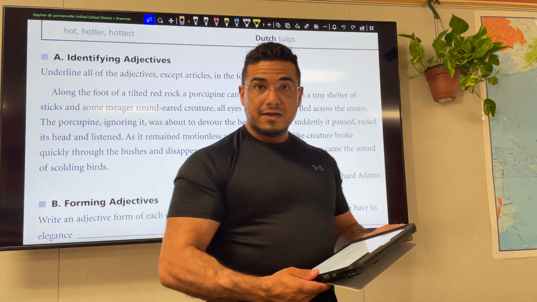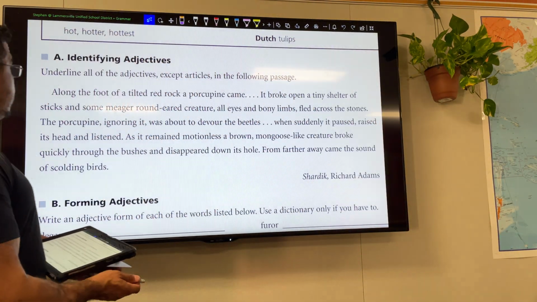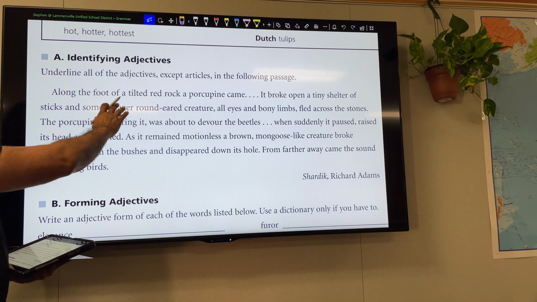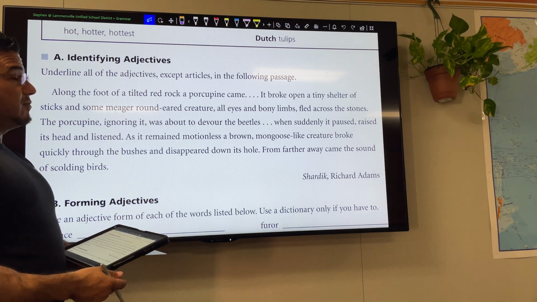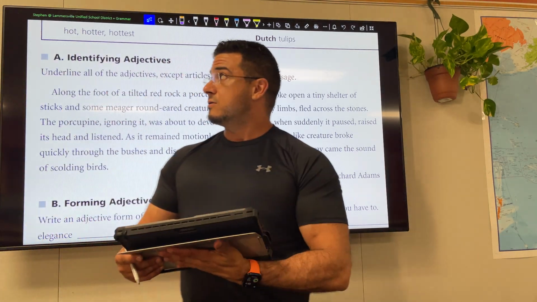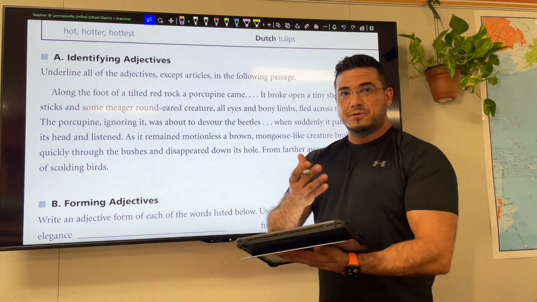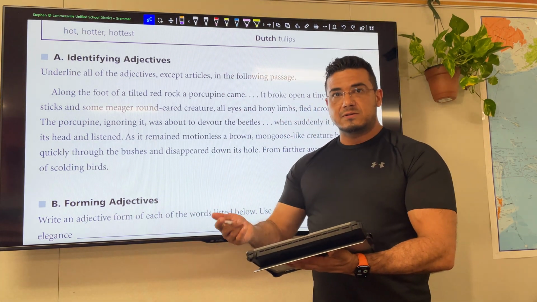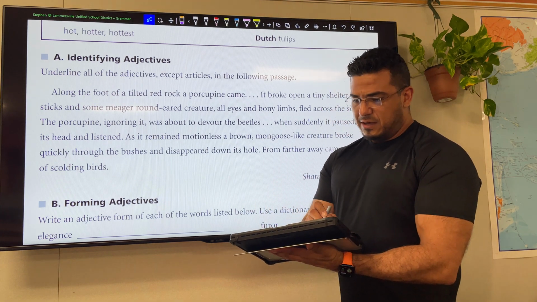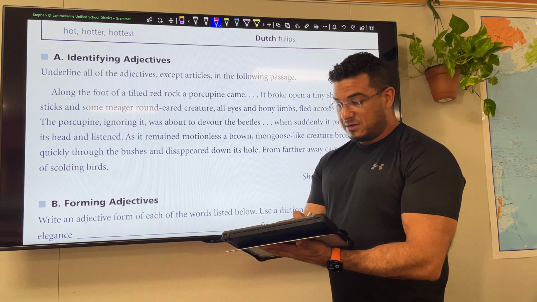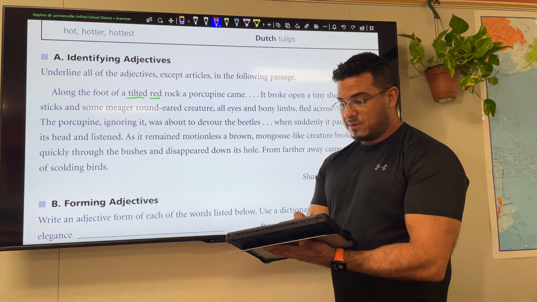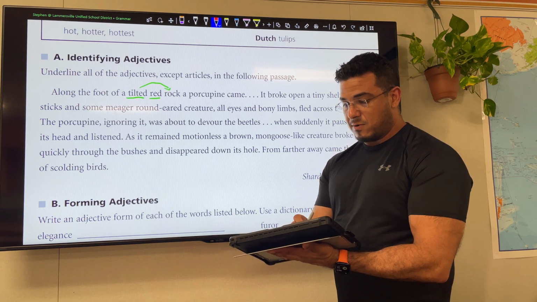All right, let's go ahead and look at our first line, which is, along the foot of a tilted red rock, a porcupine came. Here, you should know, or hopefully you know, that colors, and of course numbers as well, are always considered adjectives. We have the foot of a tilted red, and it's talking about the rock, the noun, the rock.